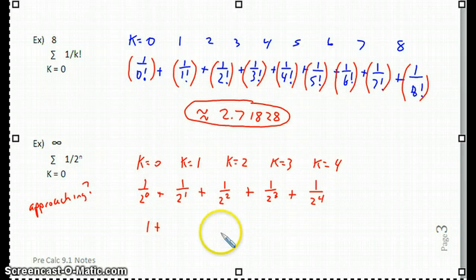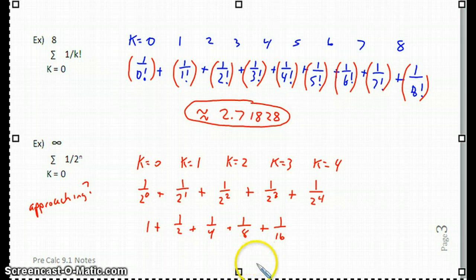Then I'm going to add to that a half, and then I'm going to add to that a quarter, and then an 1/8 and a 1/16. So it looks like what I'm doing is adding half of the previous number every single time. When I add all of these up, I take a second to type that in my calculator, and I end up getting 1.9375.